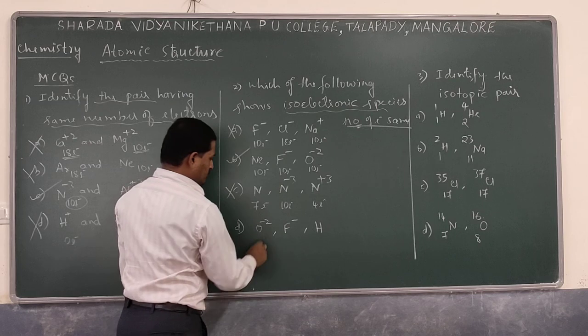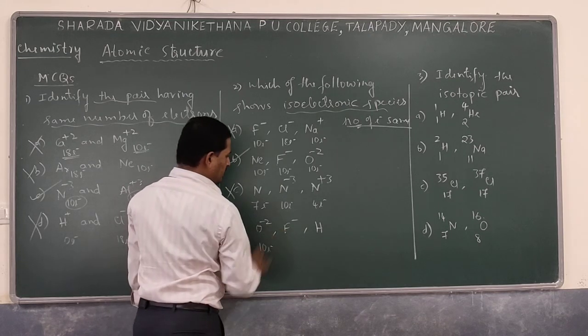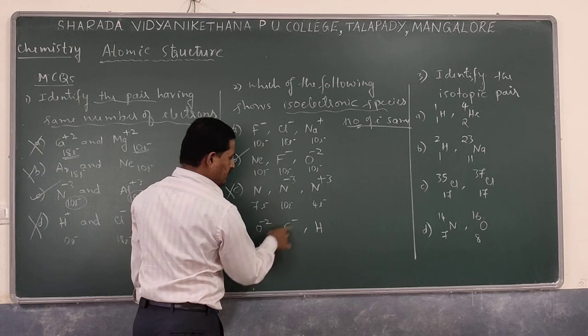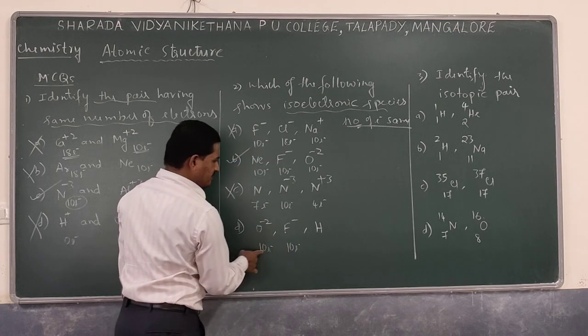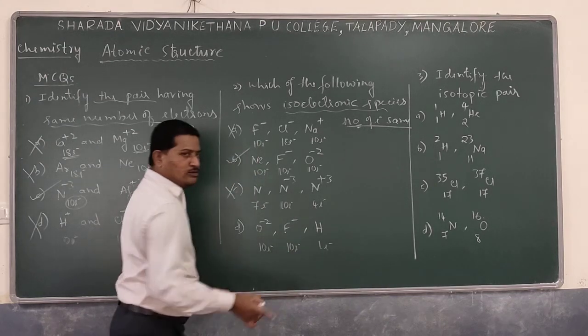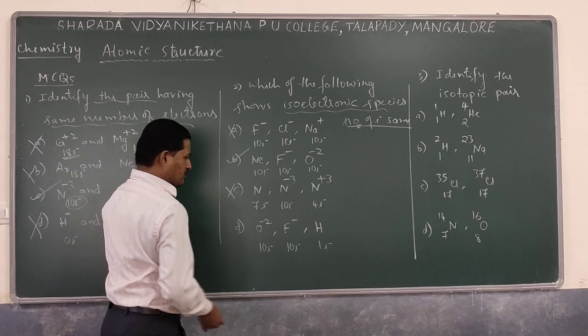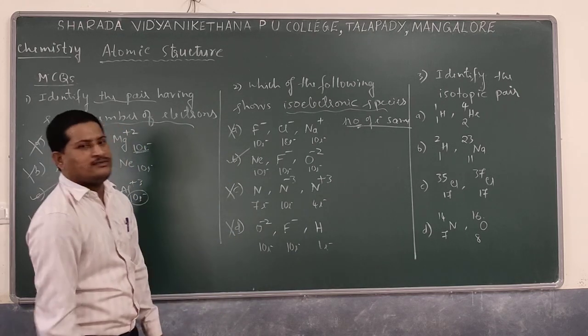And O2-, total number of electrons is 10, 8 plus 2 is 10. Fluoride ion, here it is 9 plus 1, 10. So in both fluoride and oxide ion, the number of electrons is the same. But for hydrogen, only 1 electron is present. This set does not have an equal number of electrons, so option D is wrong. So in this second question, B is going to be the correct answer.